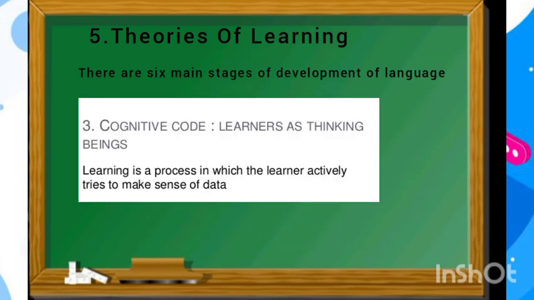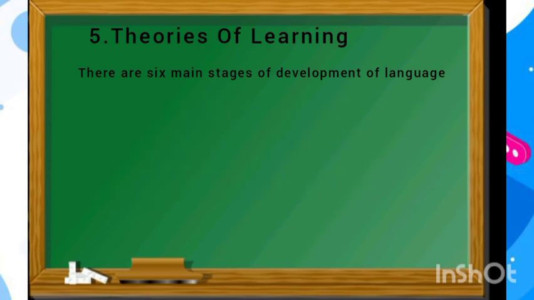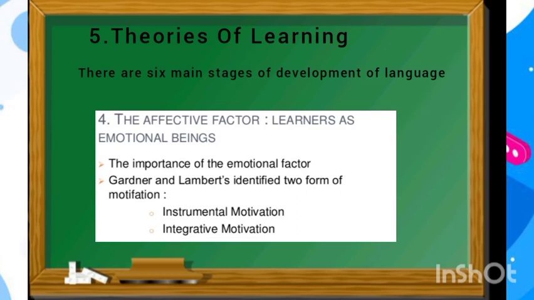Cognitive code, learners as thinking beings. Learning is a process in which the learner actively tries to make sense of data. The affective factors, learners as emotional beings. The importance of the emotional factor. Gardner and Lambert identify two forms of motivation: instrumental motivation and integrative motivation.